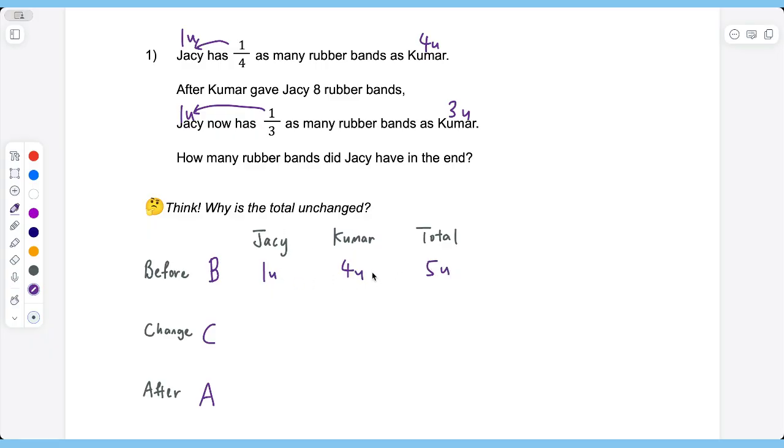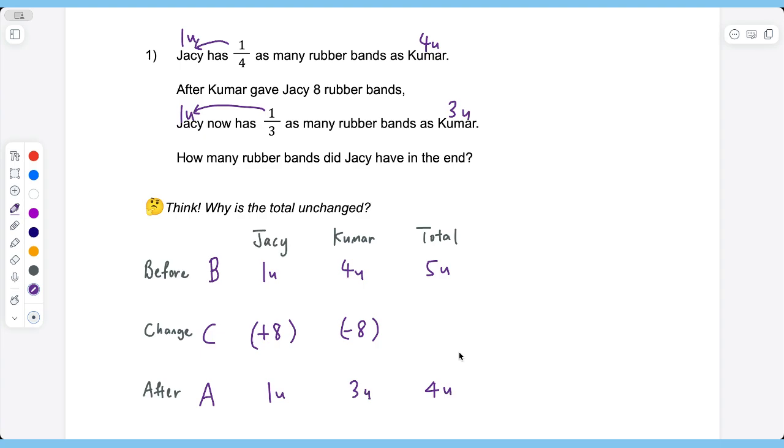What is the change? The change is that Kumar gave JC 8 rubber bands. So we will take away 8 from Kumar because he gave away. And we will put plus 8 for JC because JC received 8 rubber bands from Kumar. And after the change, JC has 1 unit and Kumar has 3 units. And the total will be 4 units.